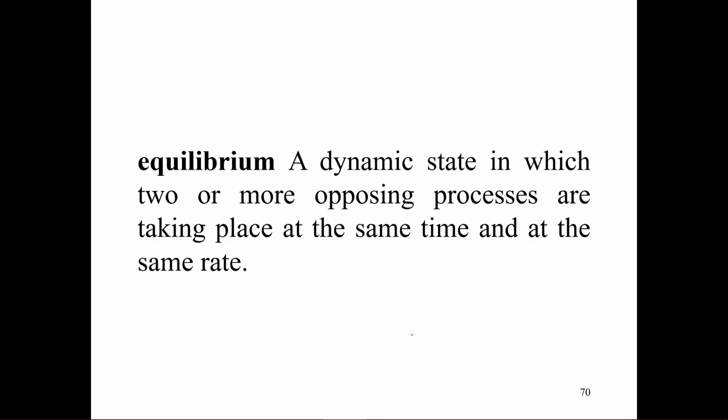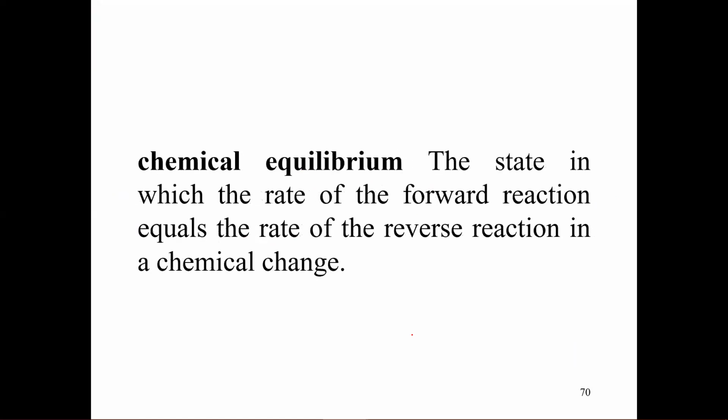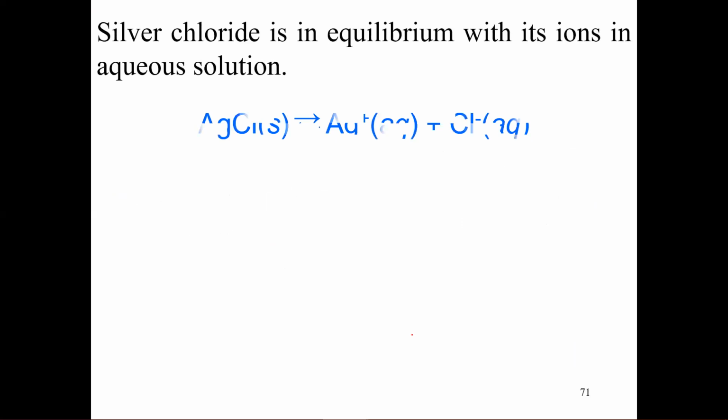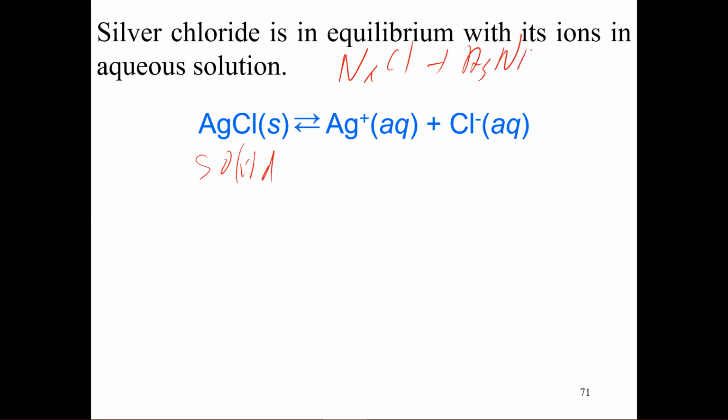And then the last part is solubility. You have a dynamic state in which two or more opposing processes are taking place at the same time. Ksp is for a slightly soluble salt. Silver chloride is mostly solid and doesn't dissolve in water, just like if you did the reaction sodium chloride plus silver nitrate, like we did last semester, you get silver chloride plus sodium nitrate in solution, but basically it'll go back the other way too. There's an equilibrium associated with that.